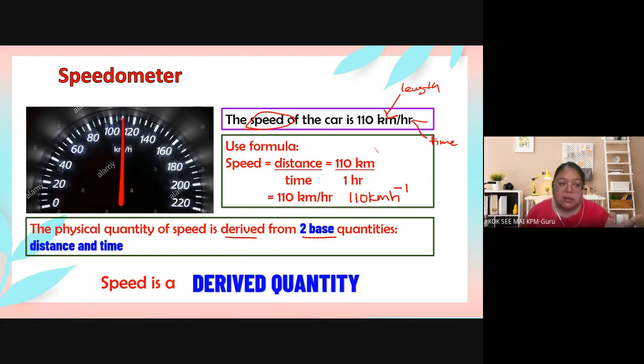Okay. So can you all differentiate base quantity and derived quantities? Derived quantities you do not need to memorize, because there are too many. We only need to know the base ones. Base only has 7. The rest sure have formulas. A formula is sure a derived quantity.